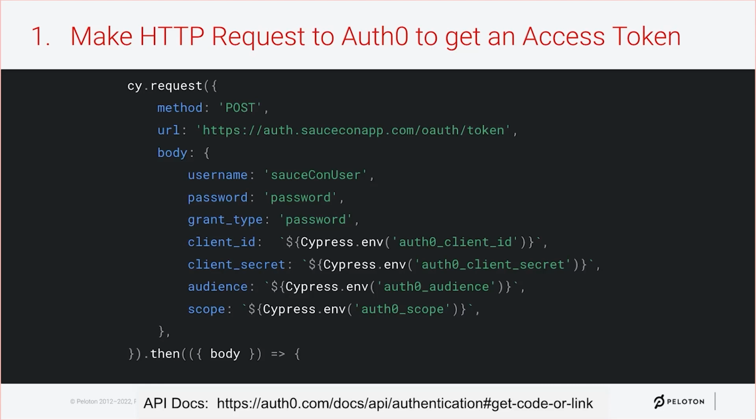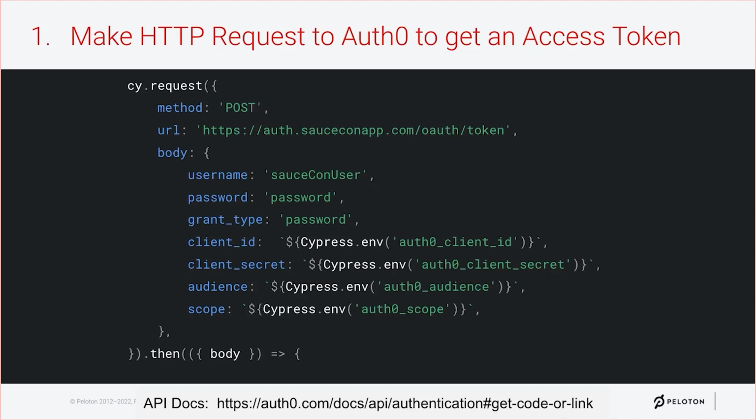We can use Cypress's built-in command cy.request to help us make HTTP requests. The request we will be making is a POST request. The URL will contain the base URL of the Auth0 Authorization Server. For this demo, I am using auth.sauceconapp.com as the base URL. The specific endpoint that we would be hitting in order to obtain an access token is oauth/token. At the bottom of the slide, I have included a link to the Auth0 API docs that give more details on this specific endpoint.